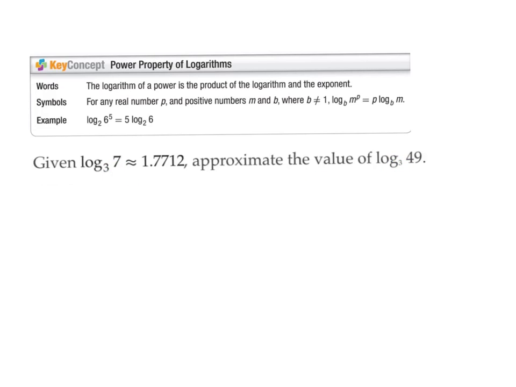Well, 7 to what power equals 49? Really, this is what I'm trying to figure out. 7 to what power equals 49? That's what I'm trying to figure out. Hopefully by now you figured it out. 7 to the second power is 49. And so what now I can do using the power property is just take this 2 and slide it in front. See, we know what this is.